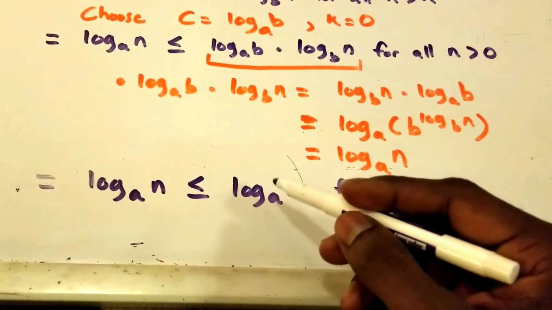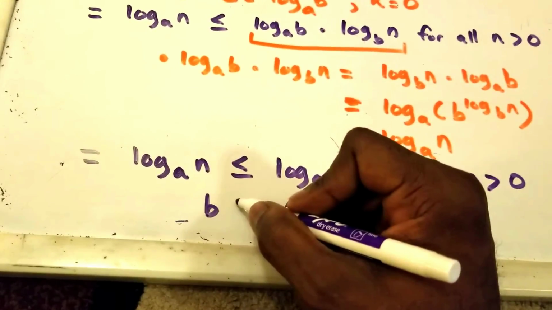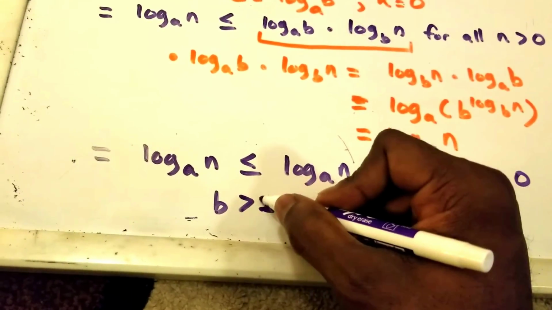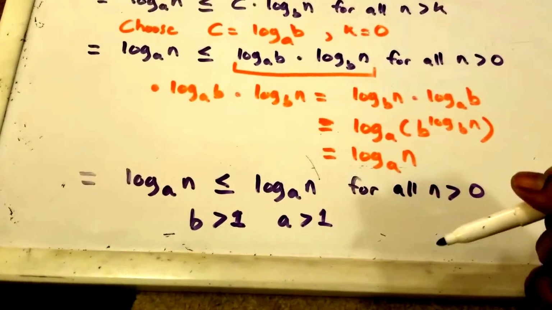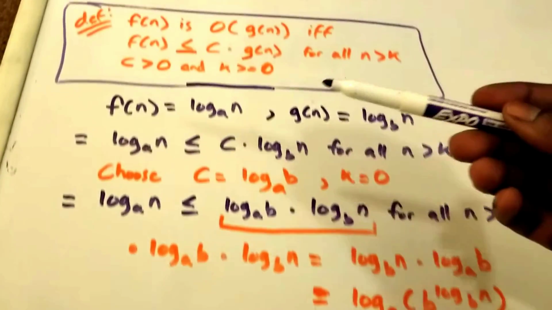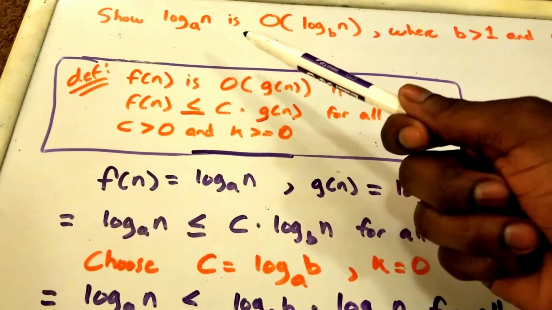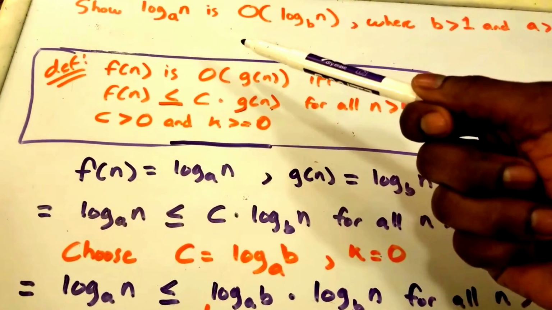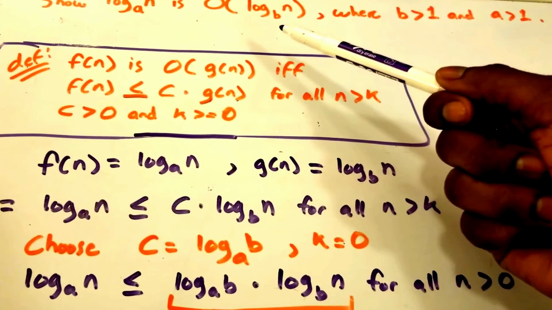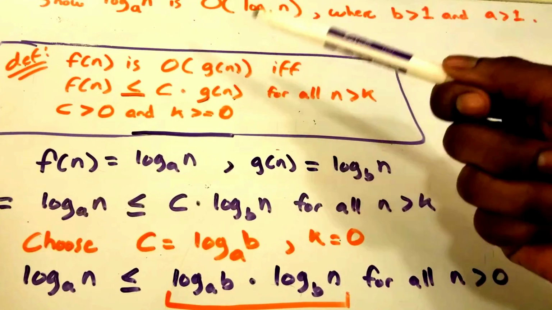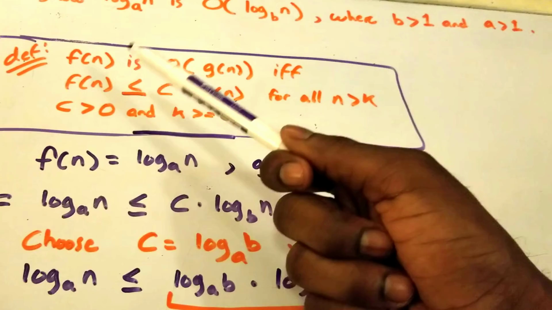So this is going to always be true no matter what b or a is. So b, of course, is greater than 1, and a is greater than 1, but it doesn't matter. So we just proved that log base a of n, where a is any constant value greater than 1, is big O of log base b of n, where b is some constant value greater than 1. So b could be, again, 5 or 2 or 6, and our a could be 3, 2, or 10, anything like that.